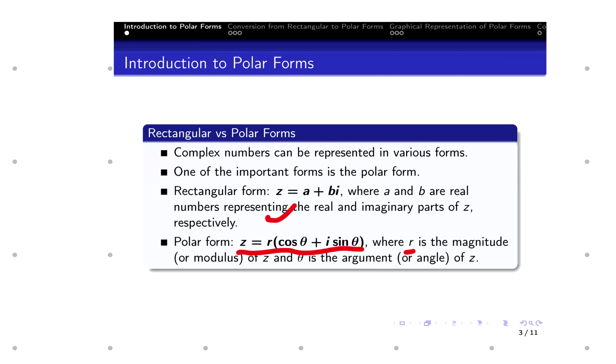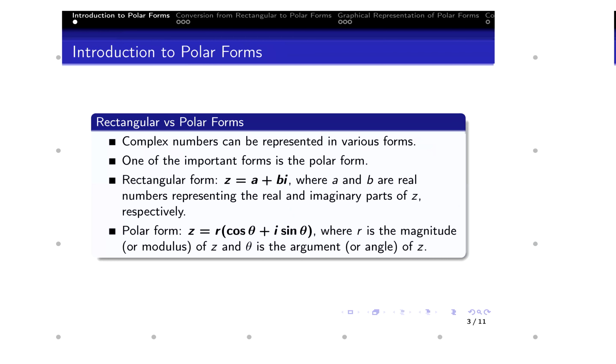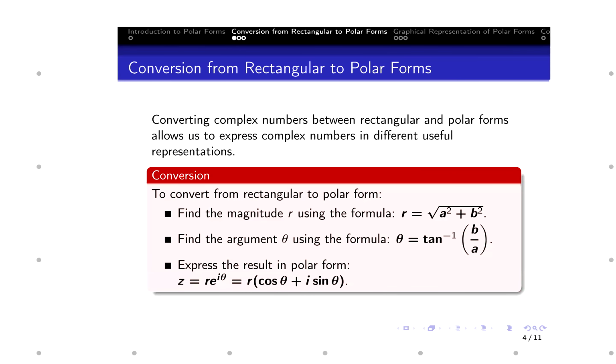Now, that doesn't just come about accidentally. It still follows from the rectangular form, as we are going to see pretty soon. Now, how do you convert from rectangular to polar forms?